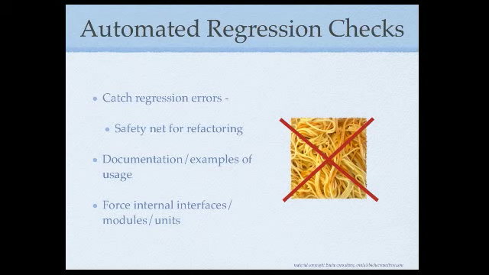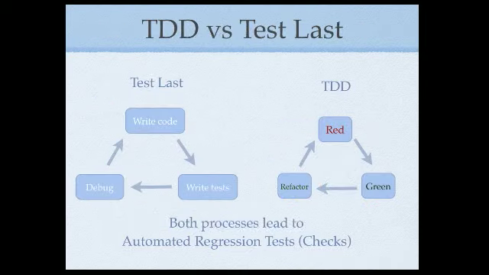So I think everyone agrees that it's a good thing to have automated regression checks and tests, unit tests, for your software. But there are different ways of working that will all produce this suite of tests. I like to characterise them. These are obviously extremes, but the test-last way of working and the test-driven development way of working both produce this kind of regression tests.